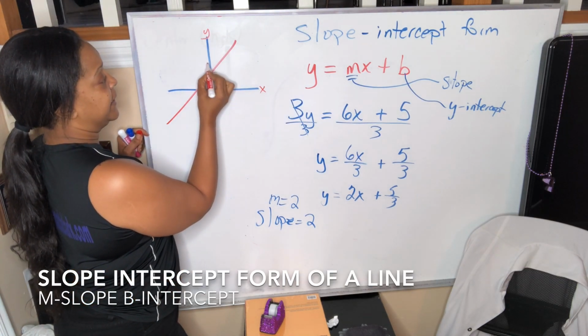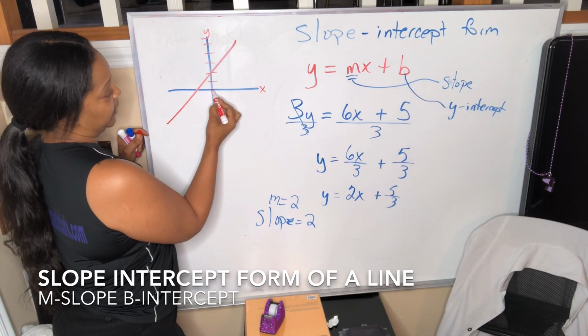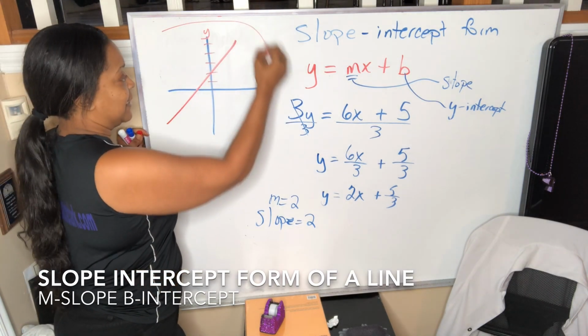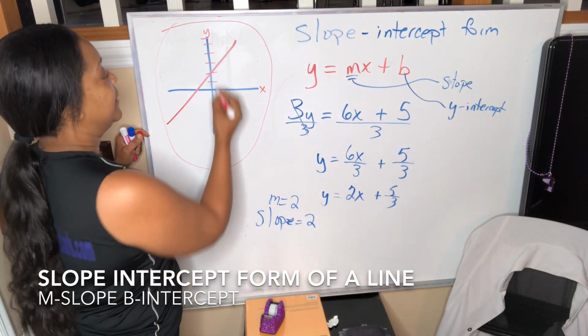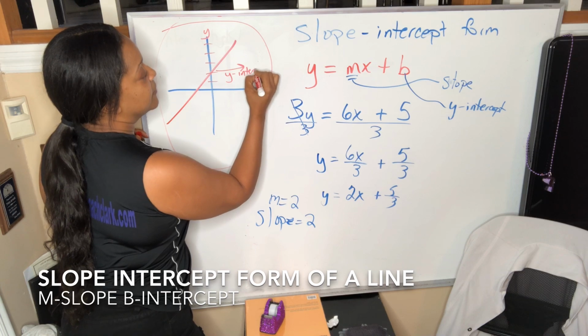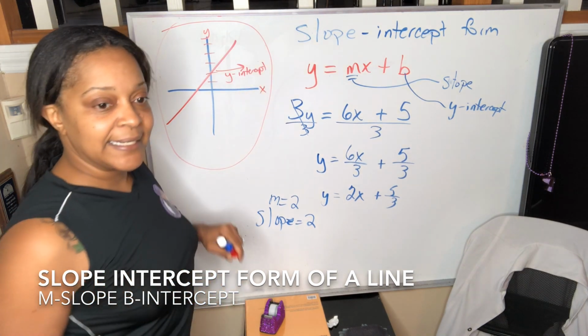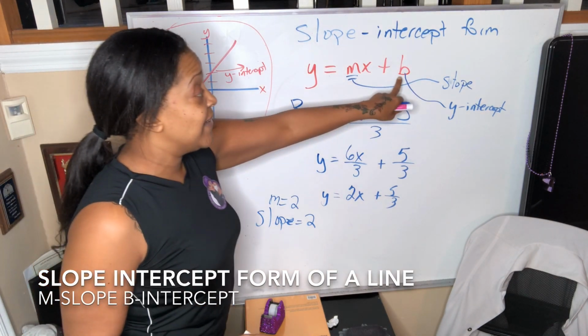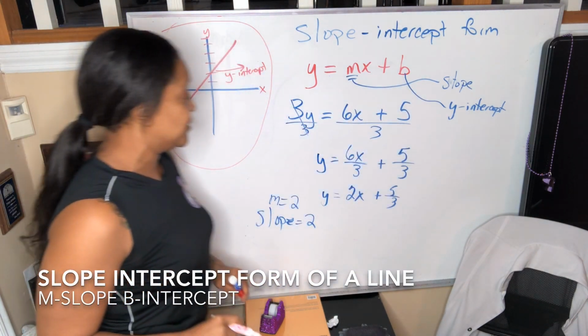If I had numbers on here, that would be intercept at what? 2. Understood? So go ahead and write this over as a little sidebar somewhere and show yourself with an arrow that this is the y-intercept. Y-intercept. So this value b here is the y-intercept.